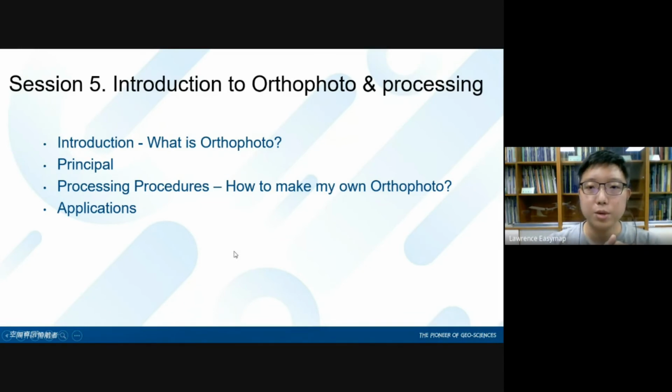So here I'm going to talk about how the ortho photo is made, and also the processing. For the ortho photo, I will do some introduction. What is it, the principle of the ortho photo, how to process it, how to make my own, and some applications.